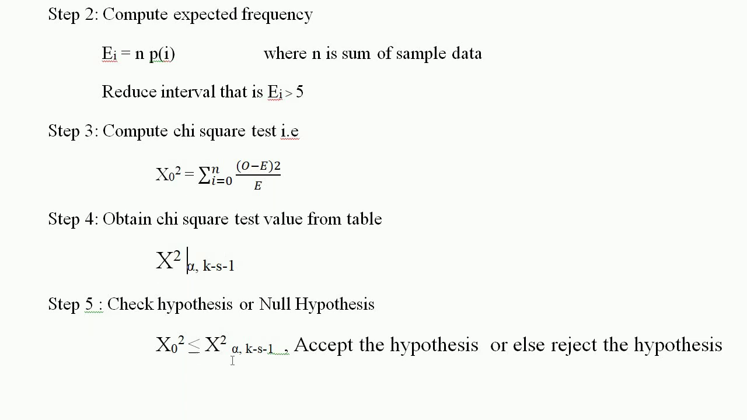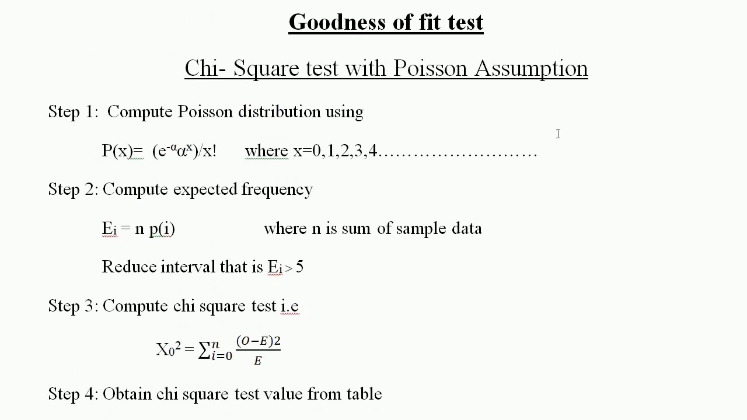And in step 5, we are going to compare: the chi-naught square that we calculated in step 3, if that value is less than or equal to the critical value that we got from the table, then we are going to accept the hypothesis, or else we are going to reject the hypothesis. This is the procedure for the chi-square test with a Poisson distribution.